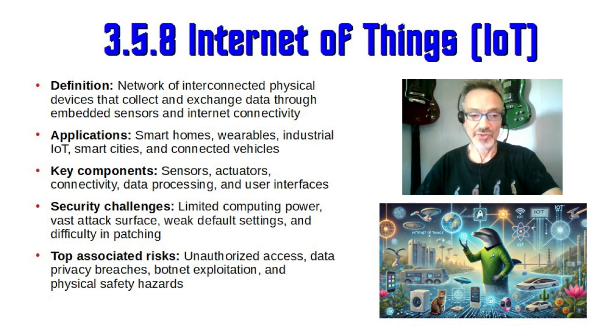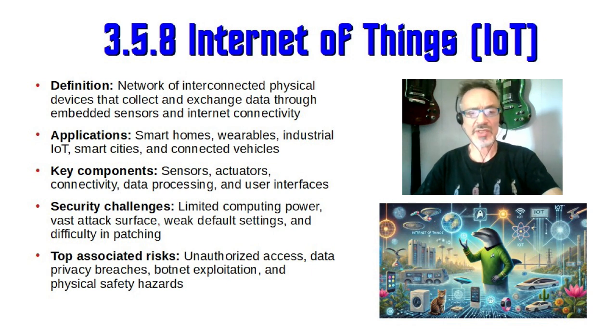The sensors, the devices that collect the information. The actuators are the components that perform actions based on what the sensor sensed. Connectivity, this means the means by which the device communicates, and it's very often wireless. Data processing, the system that analyzes the data and acts on it. And then the user interfaces, methods for users to interact with and control the IoT device.